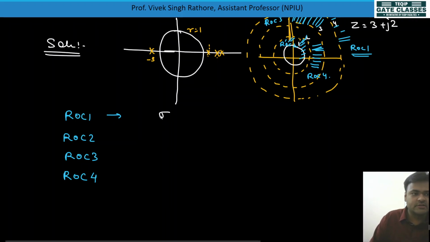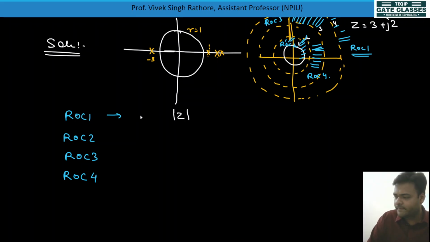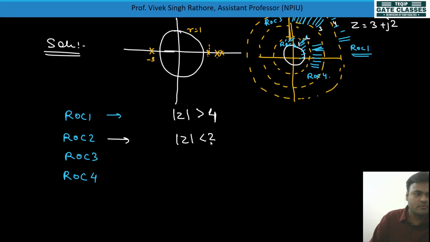Now see, this value, not sigma, I will write it as mod z. So the mod z value, or R value: one ROC is mod z is greater than 4, right? The second ROC says that mod z is less than 2. The third ROC is between 3 and 4, so mod z is greater than 3 and less than 4. And ROC number 4 says that mod z is greater than 2 and less than 3.